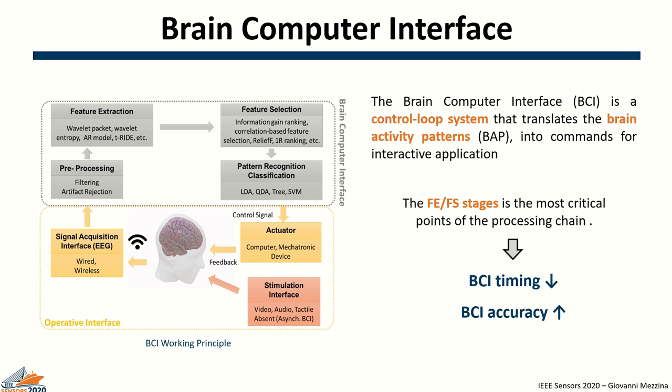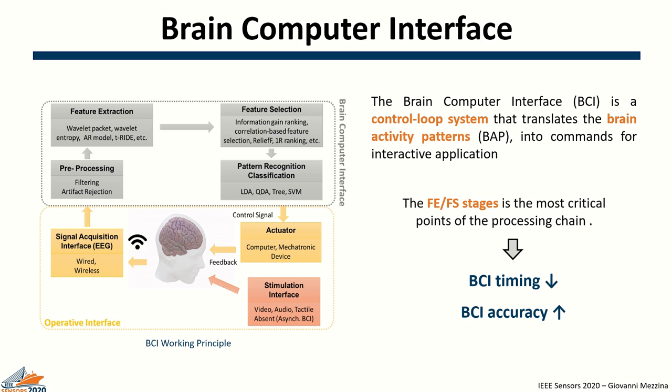Now let's investigate the BCI block. As known, a brain-computer interface is a direct communication pathway between the human brain and an external device. Typically, it follows a general processing chain that is, e.g., preprocessing, feature extraction and selection, and finally classification of the intention. In particular, the feature extraction stage is the most critical one because it determines the BCI timing and accuracy.